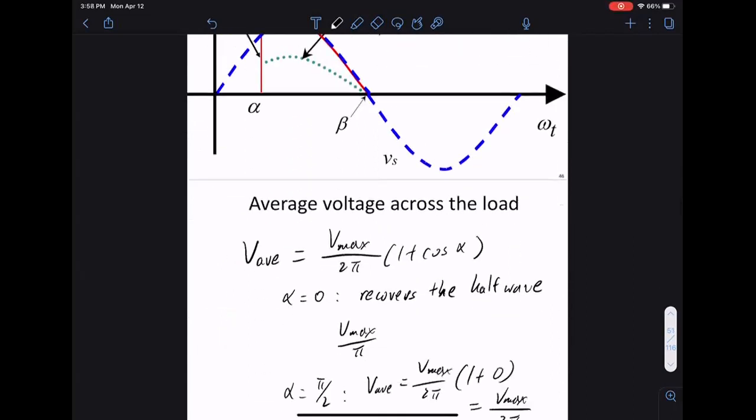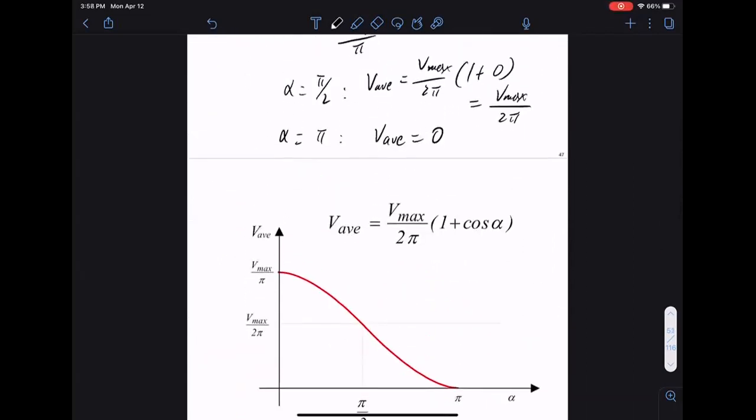All right, so this is a smooth trade-off between the triggering angle alpha and the voltage you want. Of course you cannot get more than V max over pi. The highest average you can get is V max over pi, where you let the entire positive part go through. But then you can control how much of that you get by changing this alpha angle.